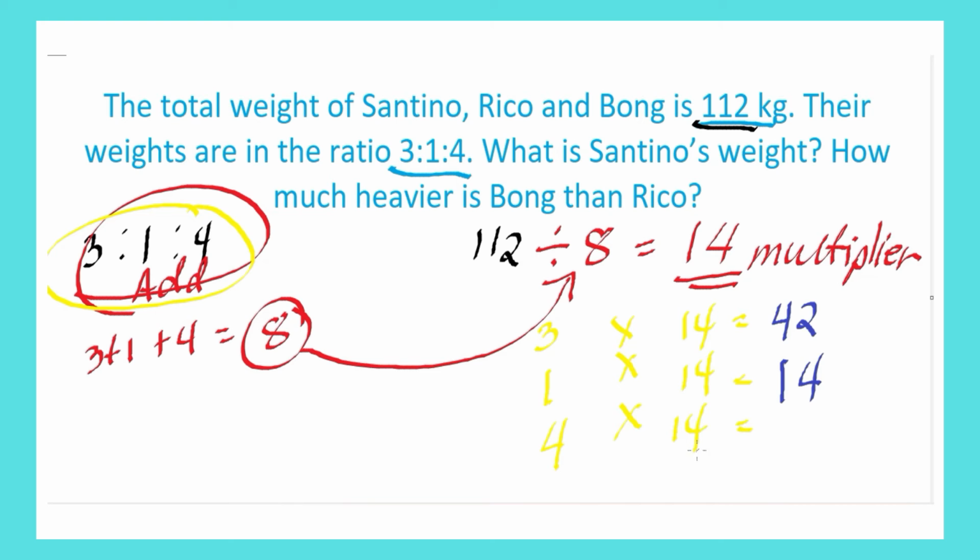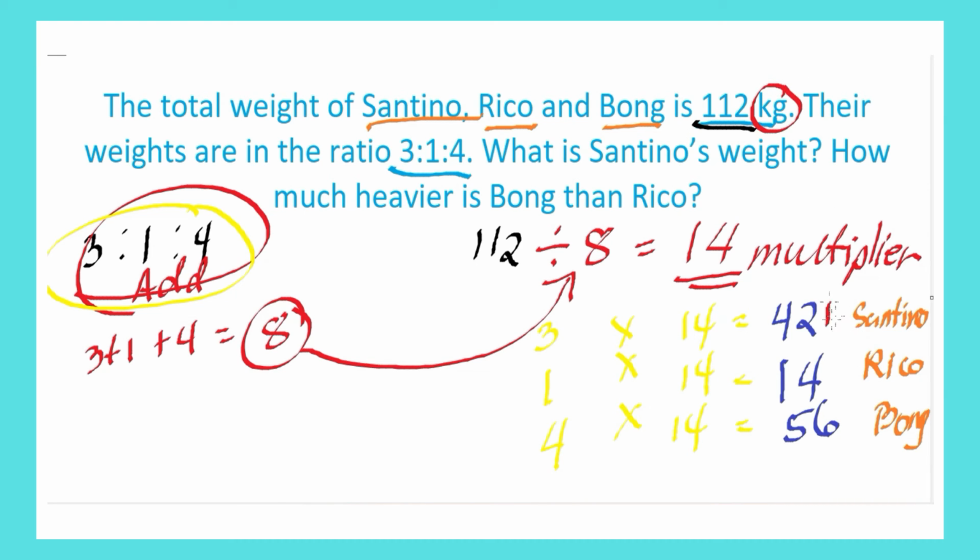How about 4 times 14? Keep on trying. 4 times 14, we got 56. So we got here 42, 14, and 56. Remember that our ratio comes first with Santino. So 42 is for Santino. And Rico comes second, so 14 is for Rico. And Bong comes third, so Bong is 56.